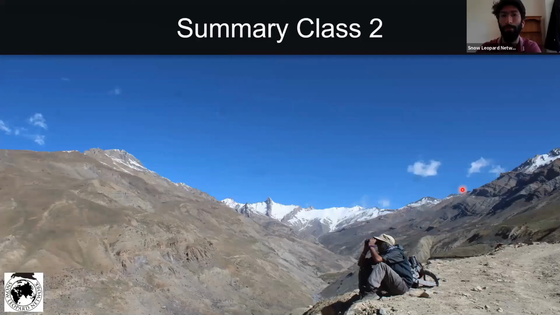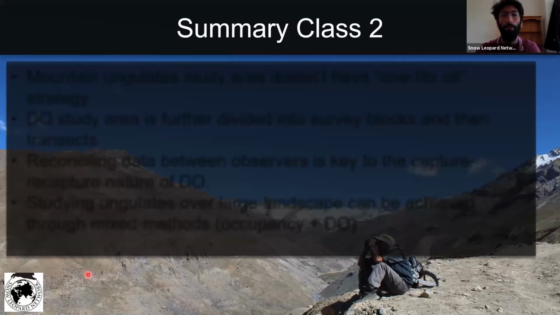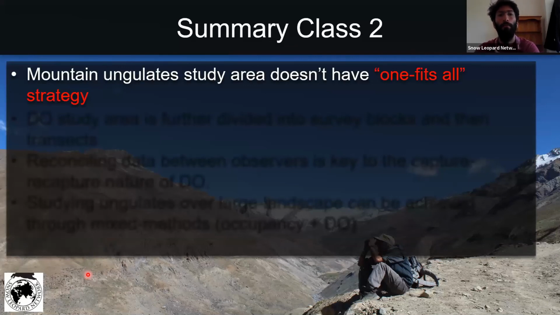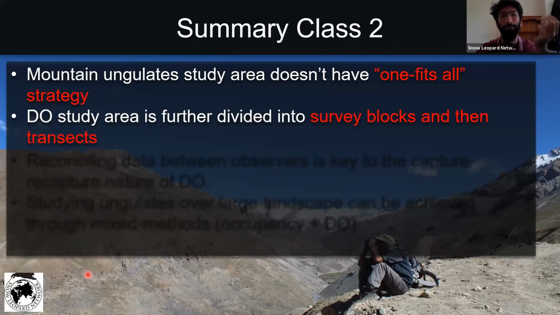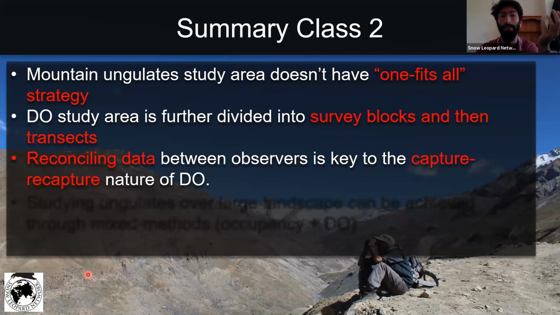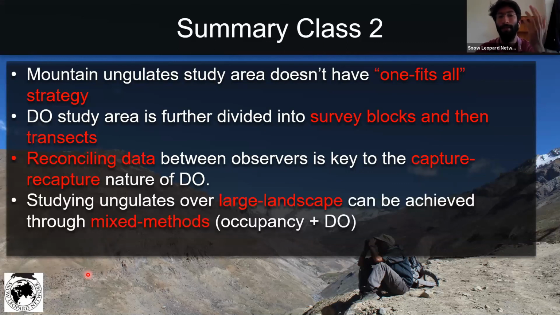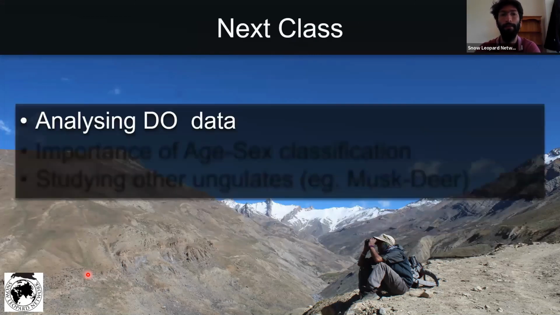If there are questions, please type them in. I'll just do one quick slide of summary so we all leave with some material from this. What have we learned from today's class? When you define a study area for mountain ungulates, there isn't a one-size-fits-all strategy. For double observer, you have to further divide study areas into survey blocks and then transects. Reconciling data between the two observers is key for the capture-recapture nature, as we've discussed. And studying ungulates over large landscapes can be achieved through mixed methods, through occupancy and the double observer method.